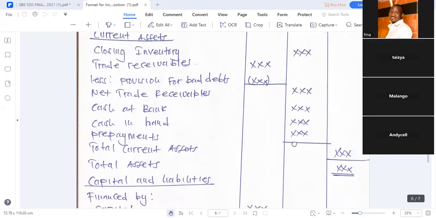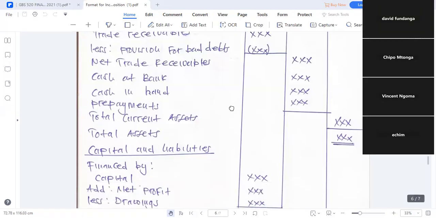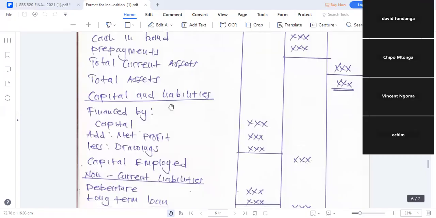Now that we've identified the elements which are supposed to be in the income statement and also the other financial statements, how do we come up with the statements? So before I go to those statements, at least you need to have the format. It makes sense after I do this and we look at the question.